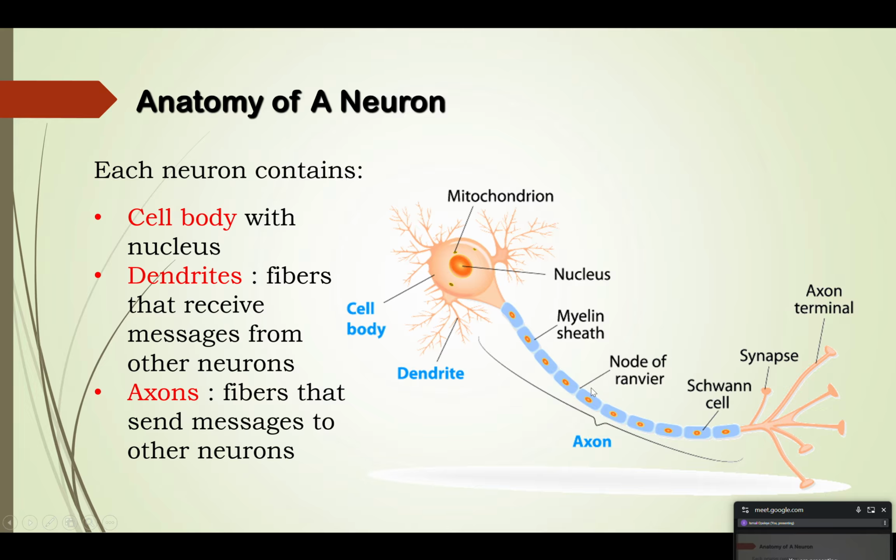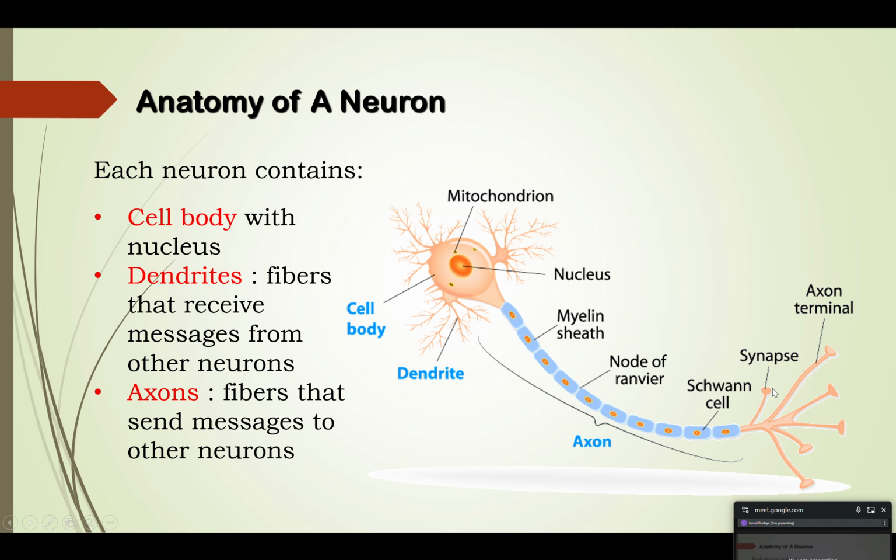So you have the node of Ranvier there, which are in between the myelin sheaths. You have the interruptions there, interruptions between the myelin sheaths. So that's the node of Ranvier. And the Schwann cell. The Schwann cell is just the center point of the myelin sheath, okay?